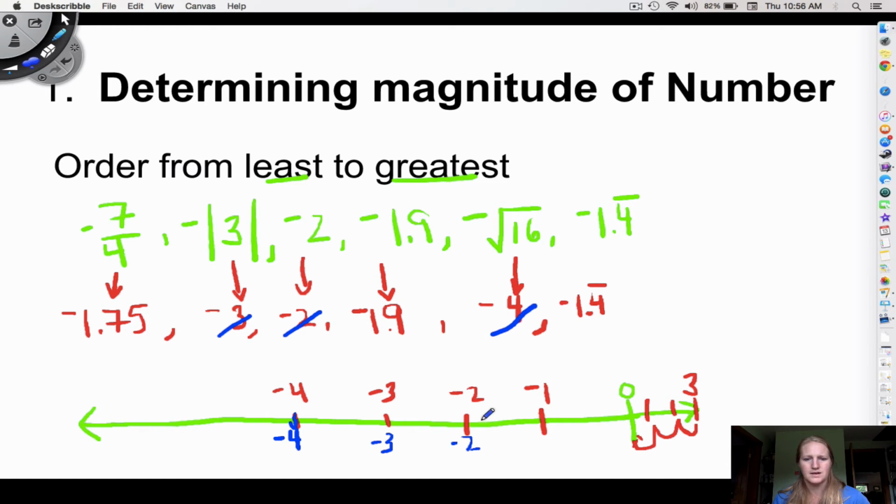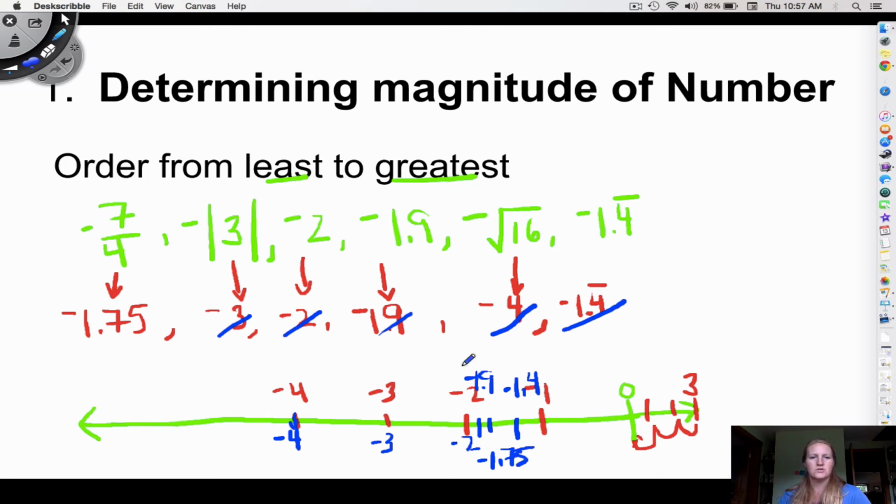-1.9. So we're going to put that maybe right here. It's very close to this, but -1.9. We did that. -1.4, maybe here. And this is where the writing is deteriorating. And then we also have the -1.75. So maybe right here is the -1.75.